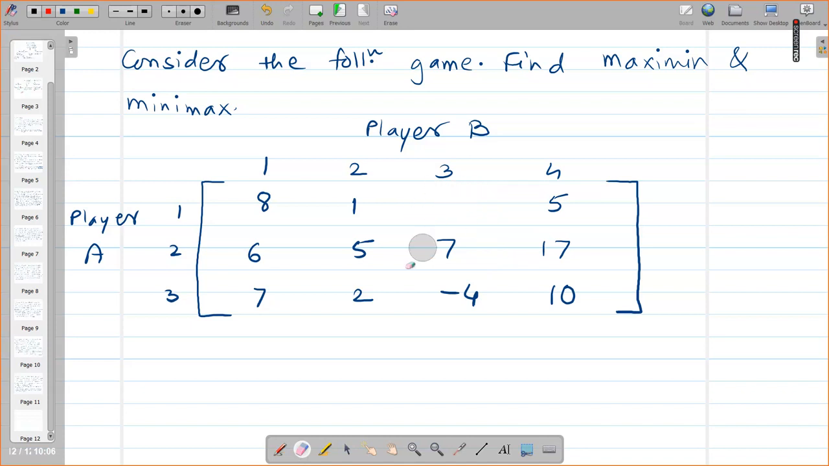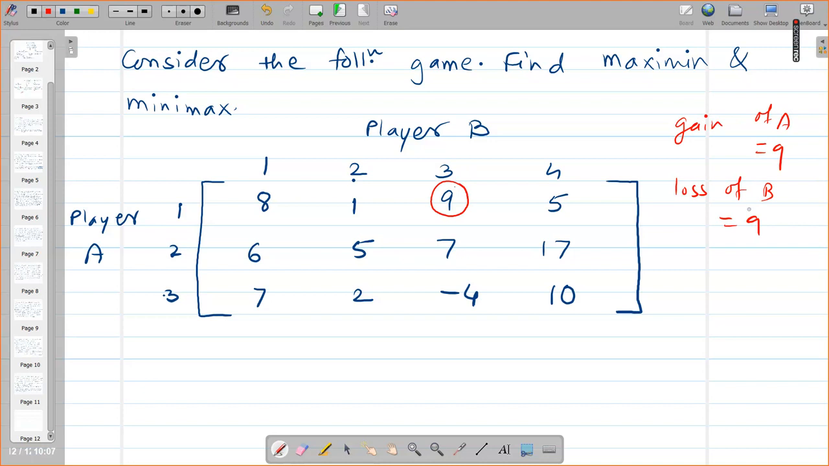Yes. Player A has how many strategies? 3. Right? 1, 2, 3. These are the strategies of player A. And player B has 4 strategies. They need not have an equal number of strategies to play. If player A selects the first strategy and player B selects the third strategy, the payoff, the outcome of the game is 9. That means gain of player A. Gain of A will be 9 and that will be the loss of B.